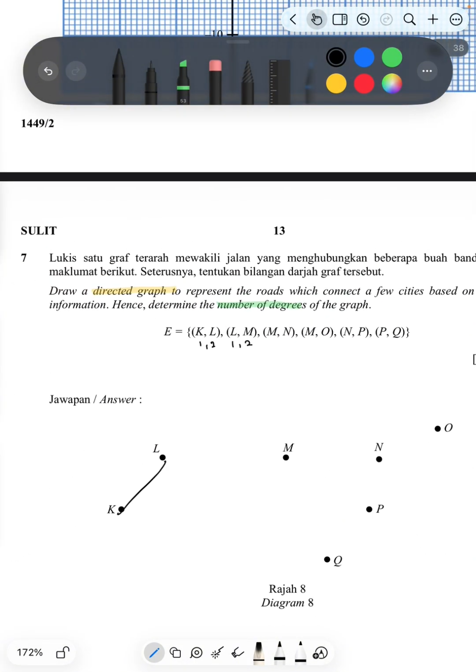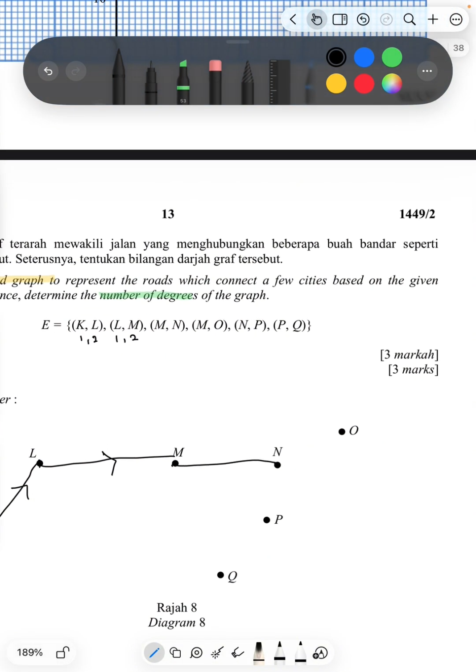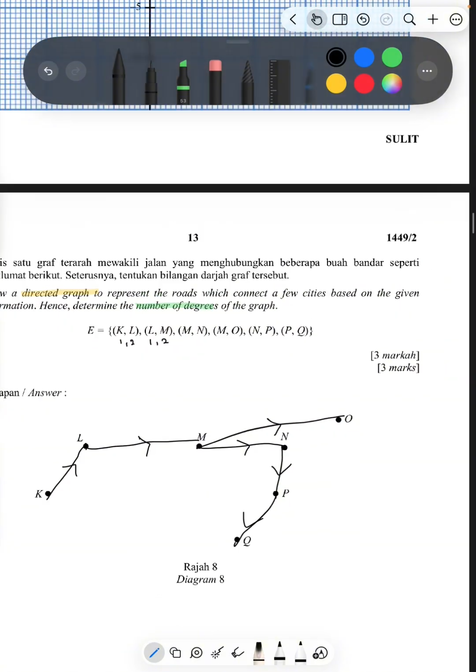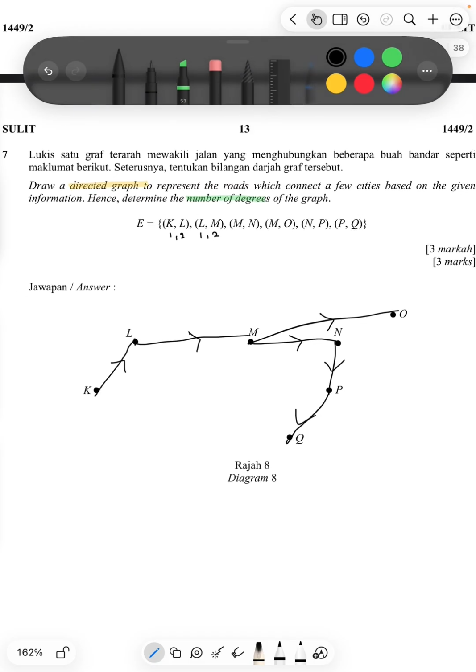So meaning that from K to L, obviously you go from 1 to 2. So this is the direction. And then from L to M, 1 to 2. From there, M and N. M and O. N and P. P and Q. That's the shape of your graph, but fix it and make it look better.